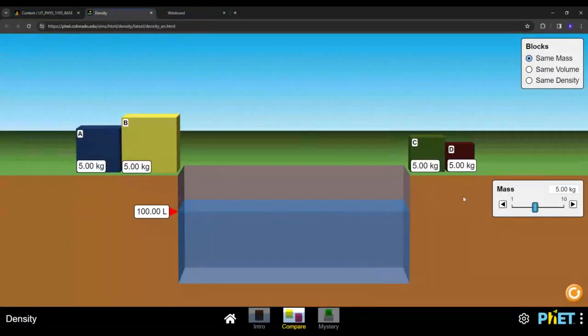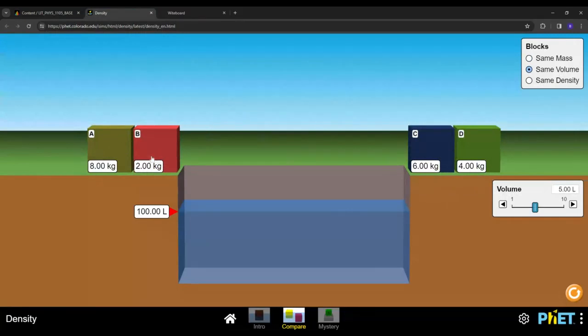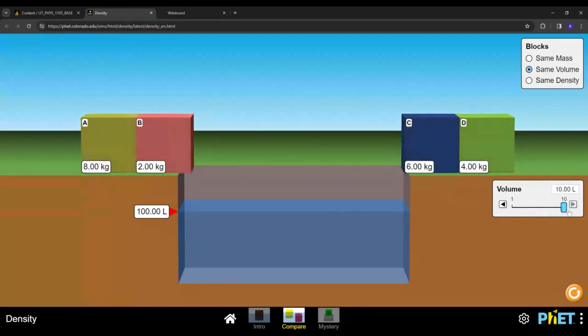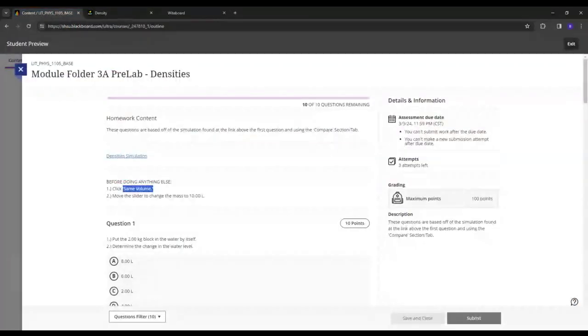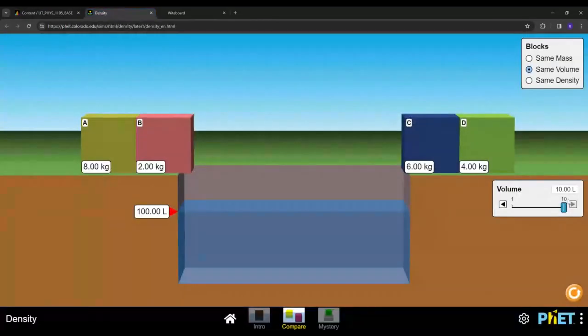Otherwise, we have the same mass on each of these, right? You can see they're each 5 kilograms, but we want to show same volume, so the same size, but they've got different masses now. And then this volume can be scaled up or down. So let's see what we want to do. We want to use 10 liters, right? That's in the instructions as well.